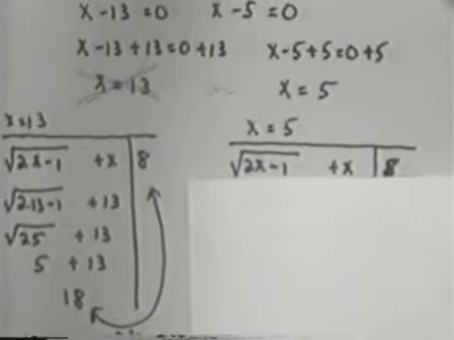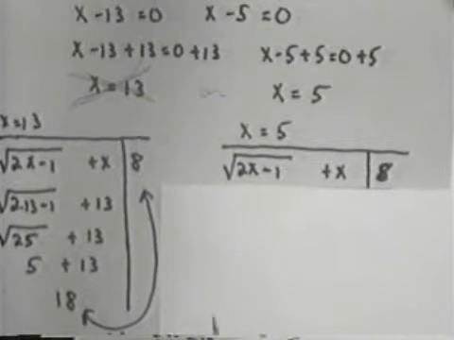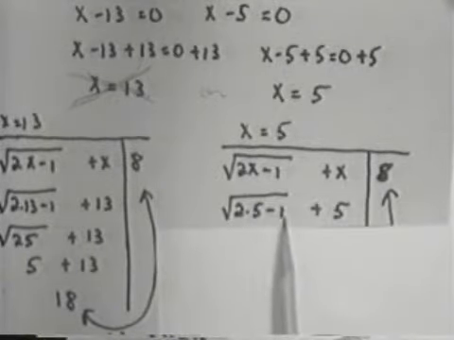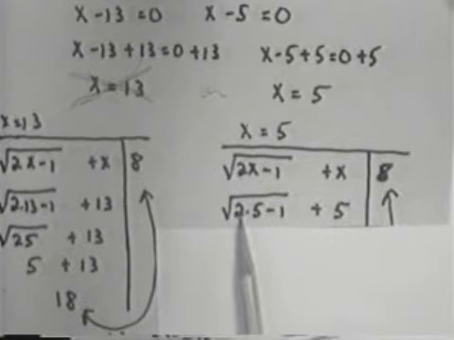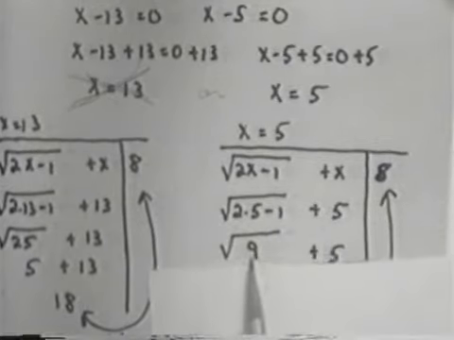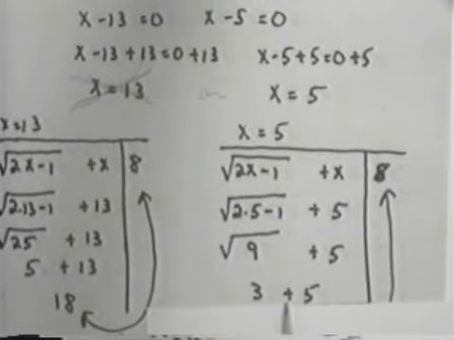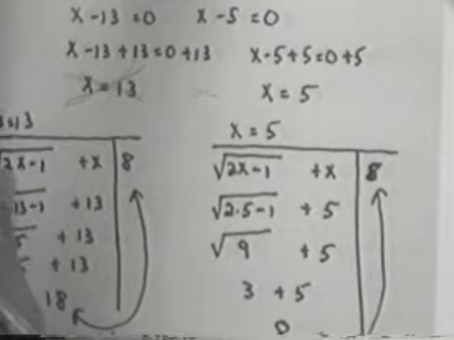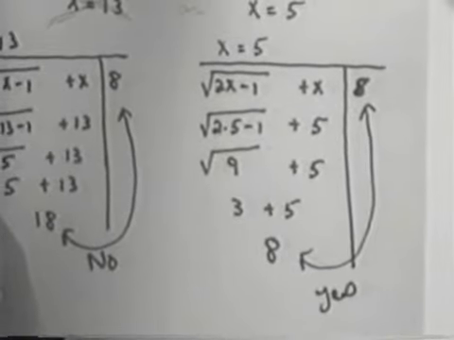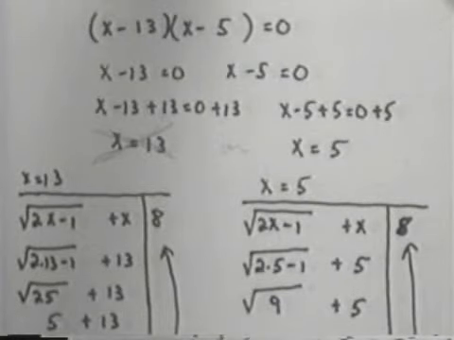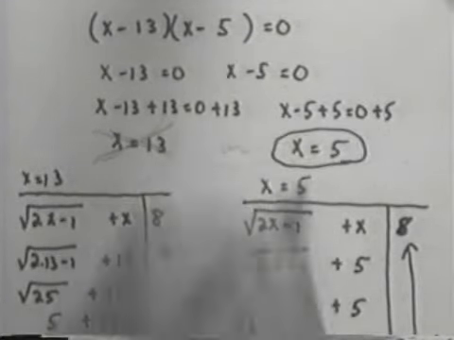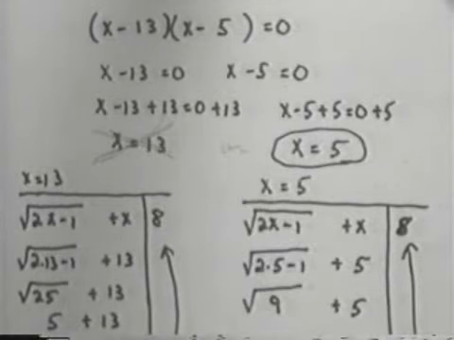Now let's check 5. So again, I write down my equation. The square root of 2x minus 1 plus x is equal to 8. I replace x by 5. So I have the square root of 2 times 5 minus 1 plus 5 is equal to 8. Now 2 times 5 is 10. 10 minus 1 is 9. So I have the square root of 9 plus 5. The square root of 9 is 3. 3 plus 5 is 8. So 5 checks. Since 5 checks, I go up and circle the answer x is equal to 5. So x equals 5 is the solution.